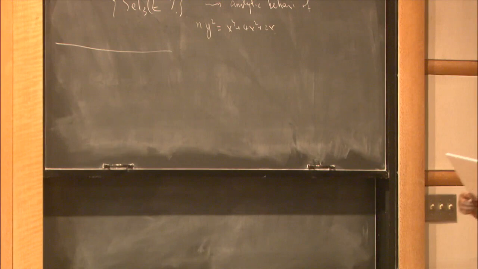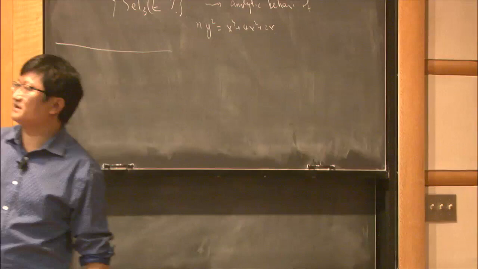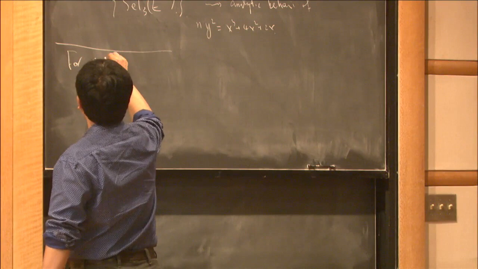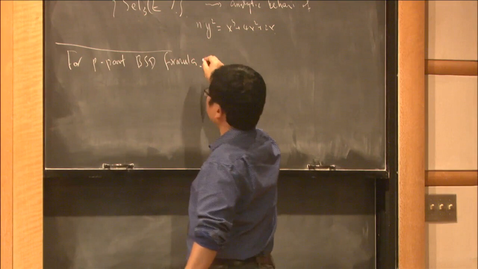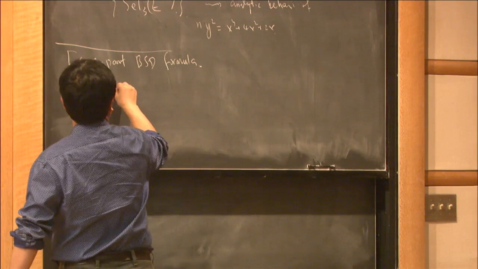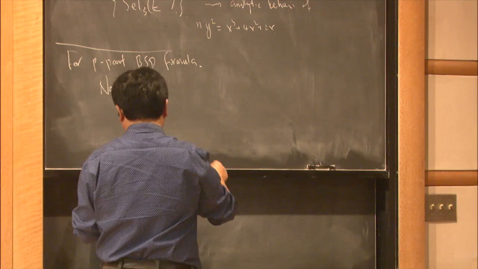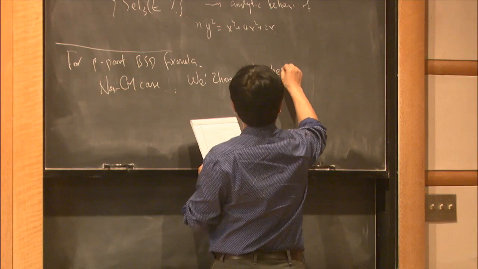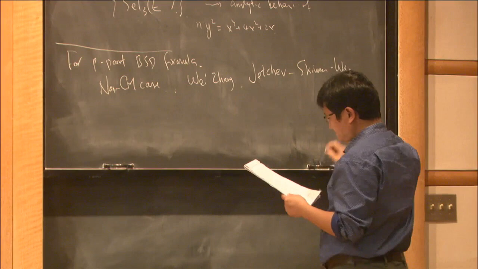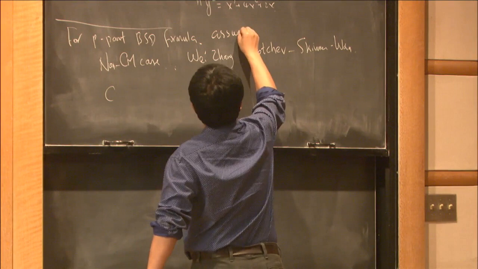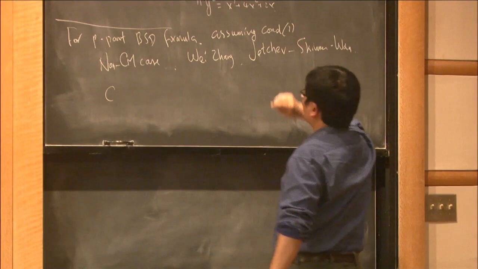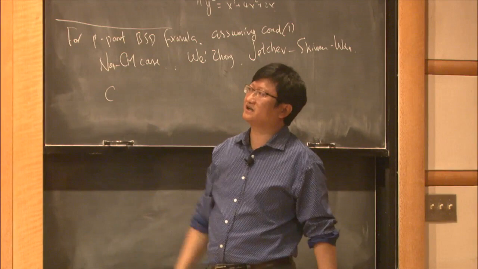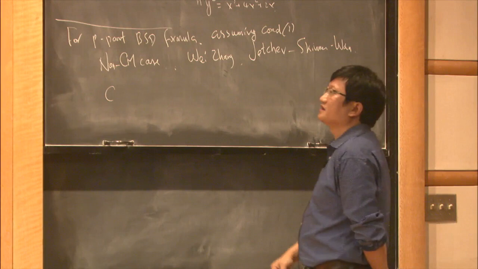And the second one is about the formula part. For the p-part of the BSD formula, there is now a result for the non-CM case, plus some mild condition, by Wei Zhang in his proof of the Kolyvagin conjecture, and also Jetchev and Skinner. Assuming condition one, the analytic rank being one, they prove the p-part of the BSD formula in the non-CM case.